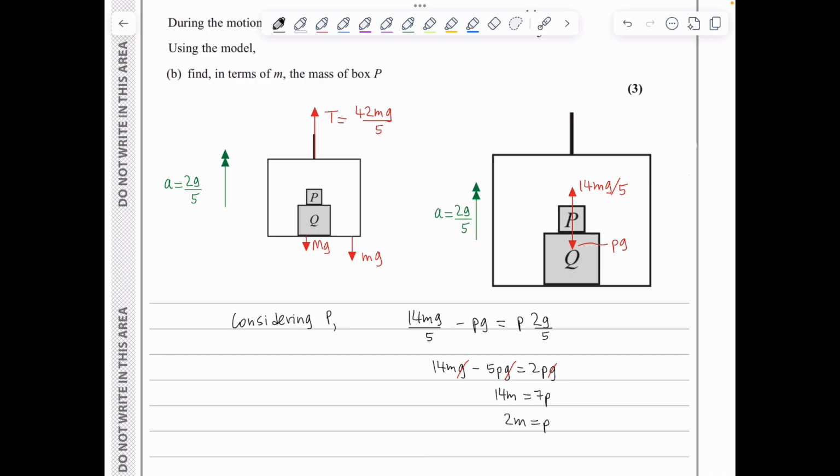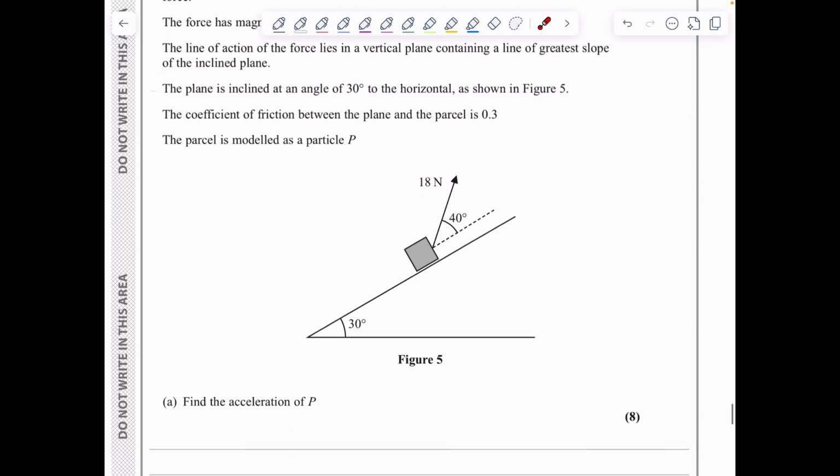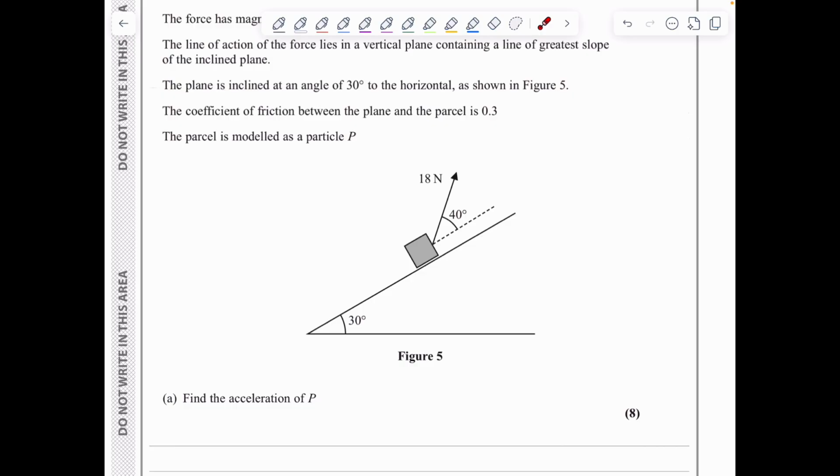In question 8, we've got a parcel of mass 2 kilograms being pulled up a rough inclined plane by the action of a constant force. This force has a magnitude of 18 newtons and it's acting at an angle of 40 degrees to the plane, as we can see on the diagram. Now the plane is inclined at 30 degrees to the horizontal. The coefficient of friction is 0.3, and we're modeling the parcel as a particle. We need to find the acceleration of the parcel.